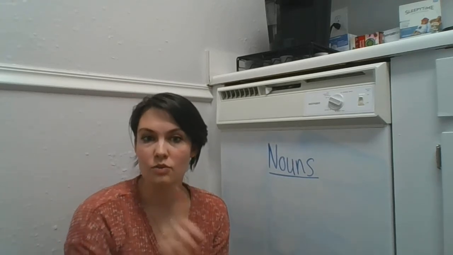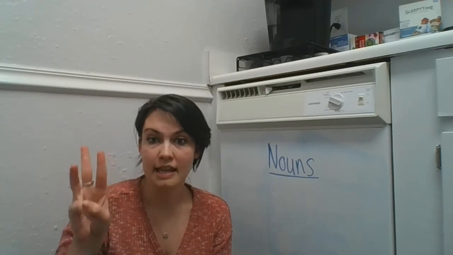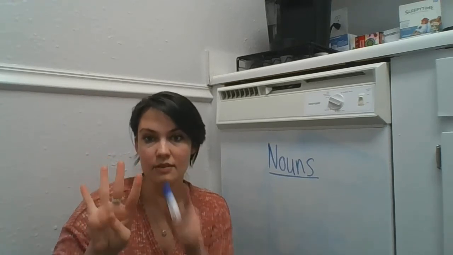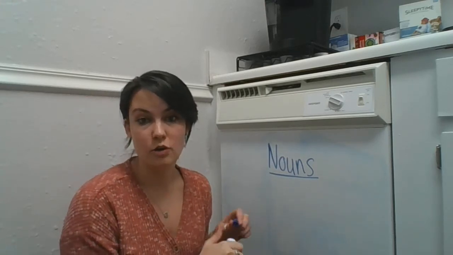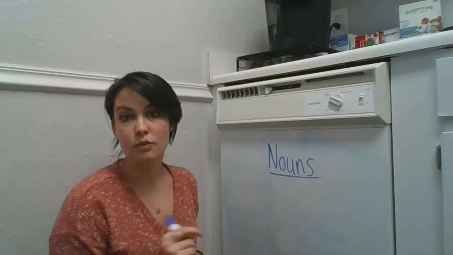So I want you to find one noun, a person, place, an animal, or a thing. It can be any of those four things, but I want it to have one of those digraphs that Mrs. Smith taught you about. So the one that I thought of was the word math.